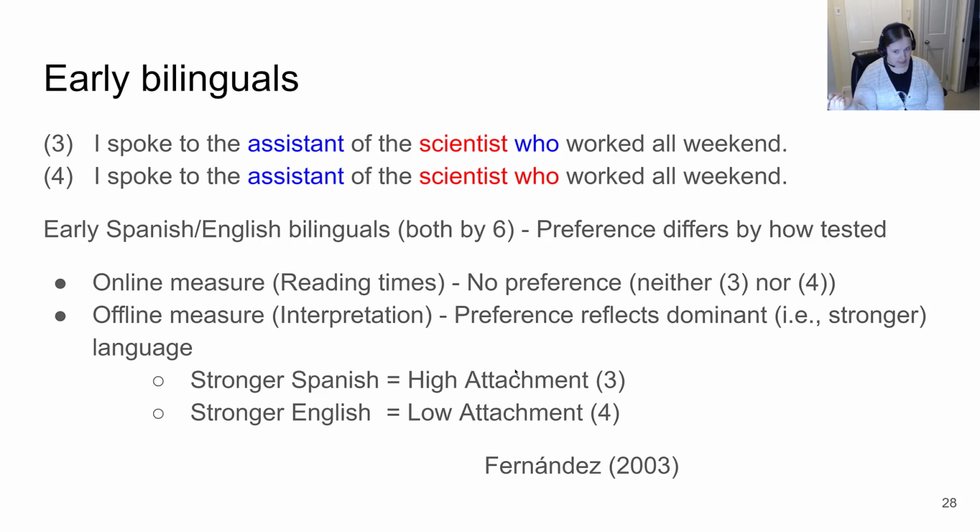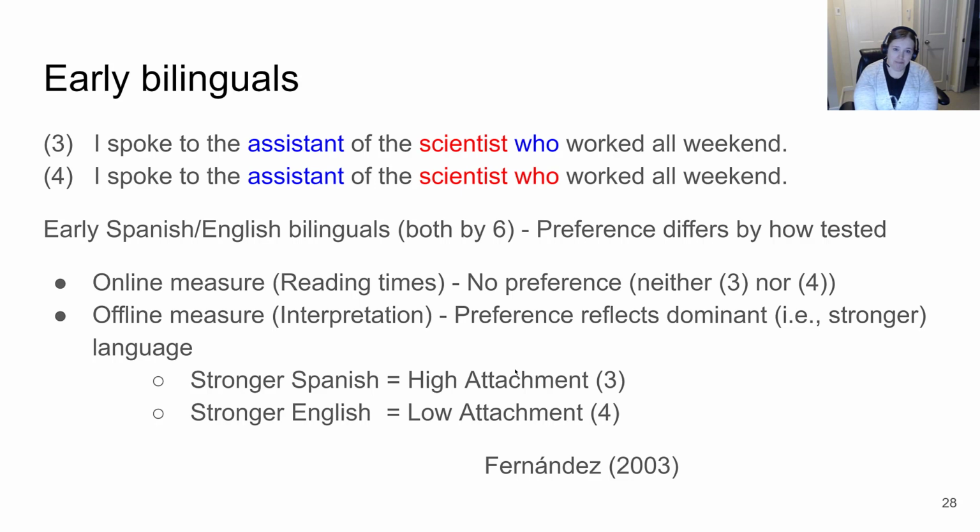So if you're stronger in your Spanish as an early bilingual, and some people are, right? If you're bilingual and you live in Mexico, you might have stronger Spanish, and you will prefer high attachment for English and Spanish. If you are stronger in English, so you live here, but you're early bilingual, you are going to have low attachment in both languages, okay?